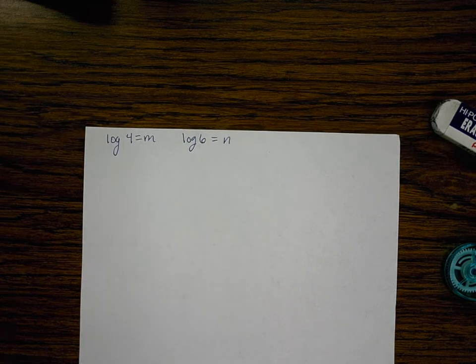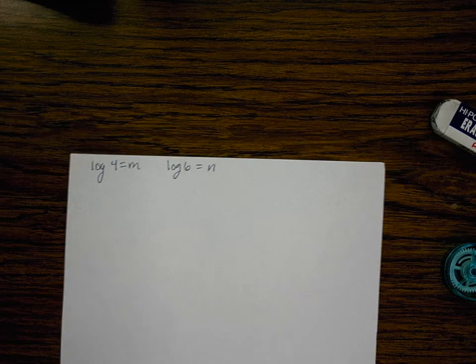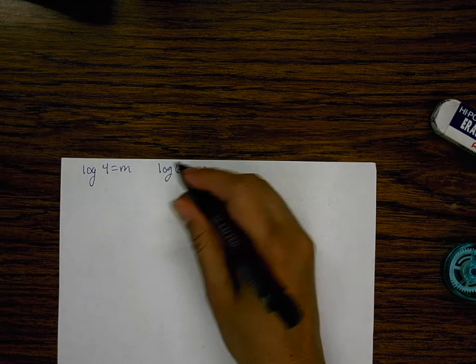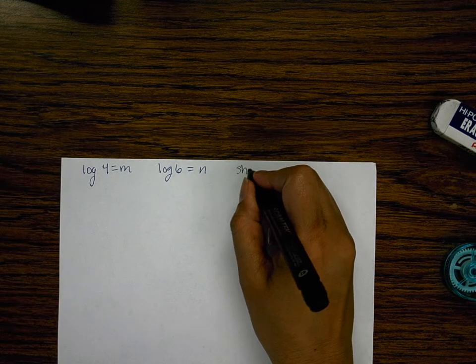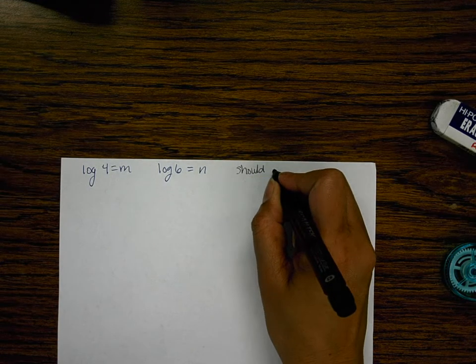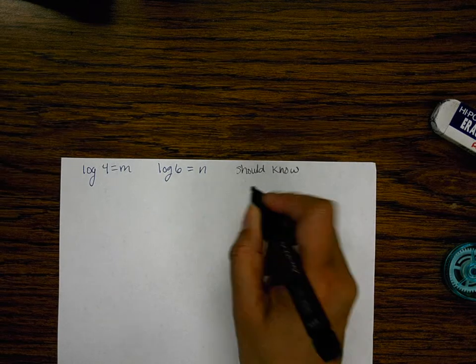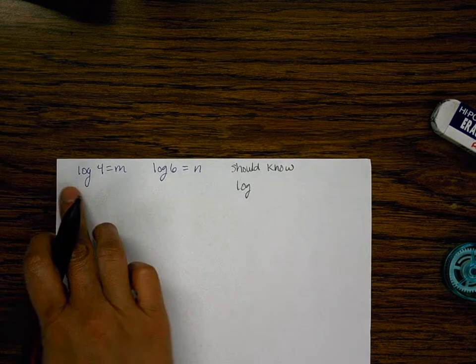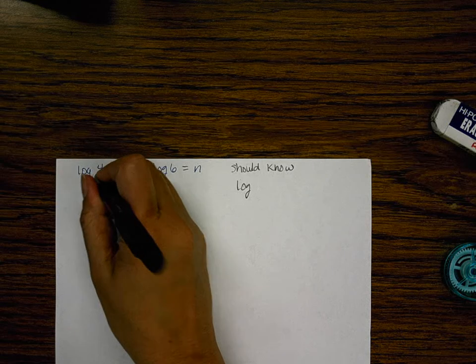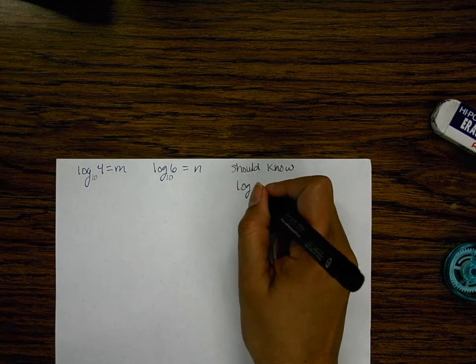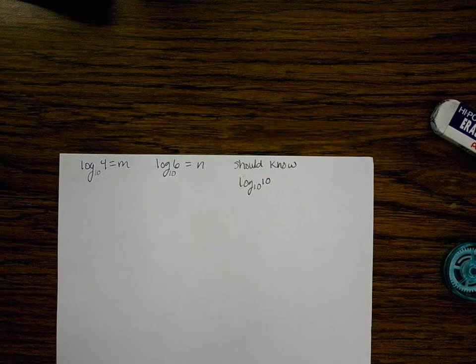Now, first off, remember there's always a should know. What is your should know when you're working with letters like this? Your should know is always going to be whatever base you're using in this problem. This one happens to be a base 10. You don't see them, so you know they're base 10. So log base 10 of 10 is what I'm going to write.